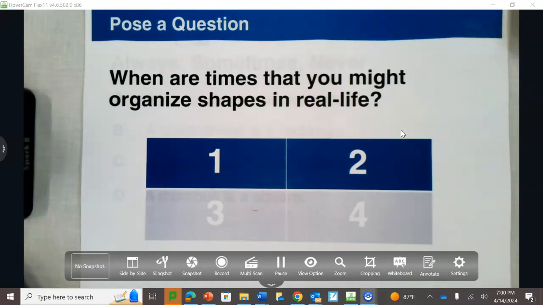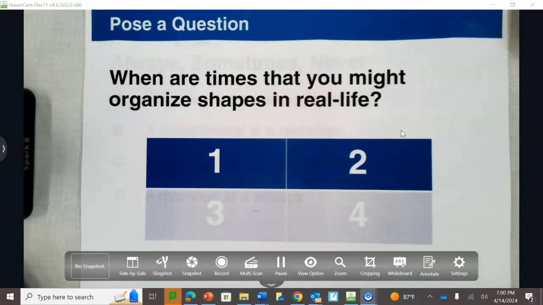I'll give you an example of a time that Miss Butler might organize shapes in real life. I always tell you the refrigerator example. Miss Butler is making sure she puts the cheese with the cheese and the apples with the apples. That way my refrigerator looks aesthetically pleasing and organized. So that's our goal, to organize our shapes today.